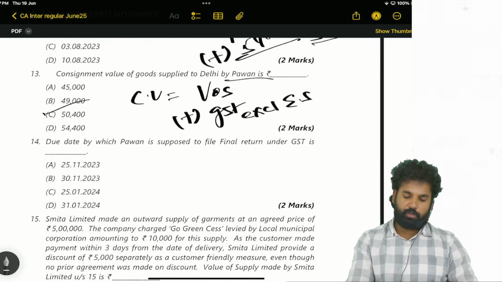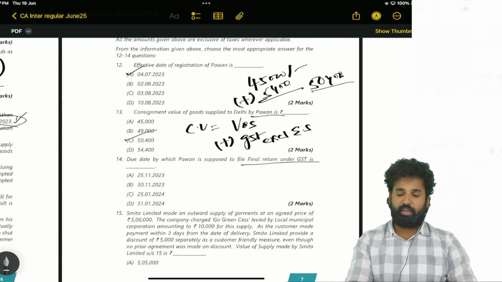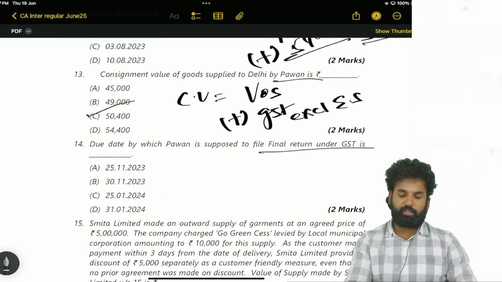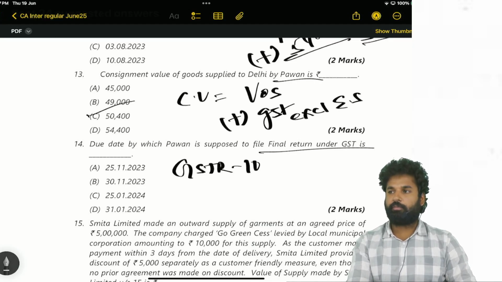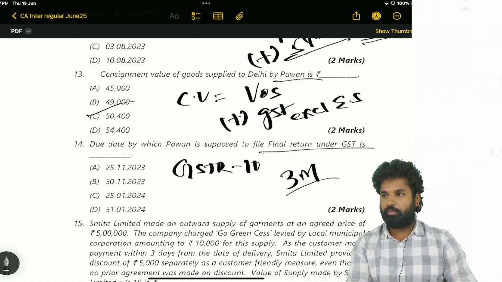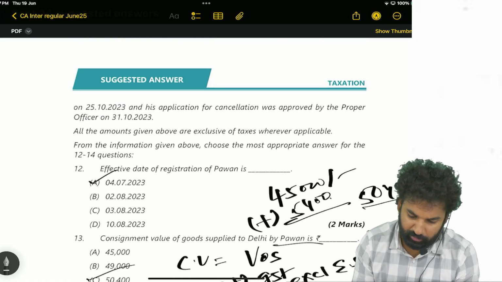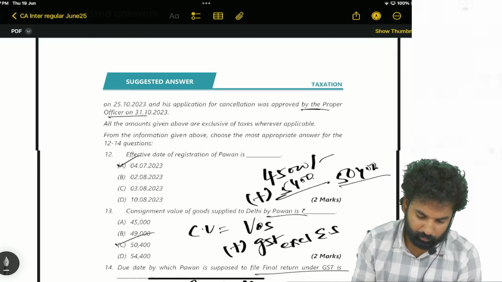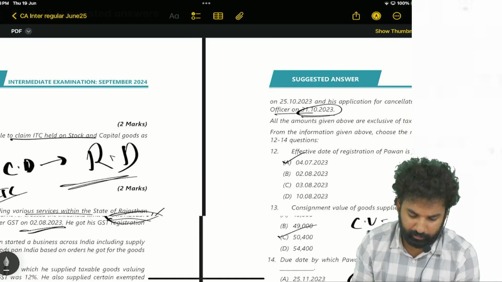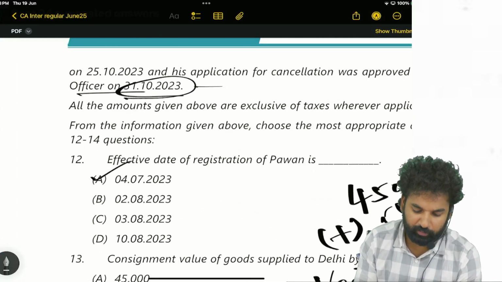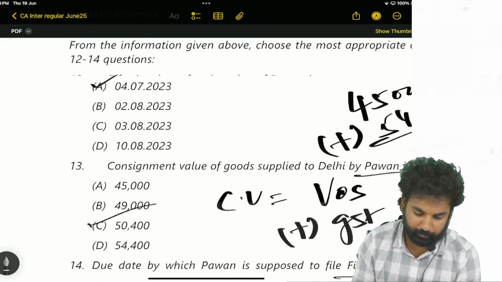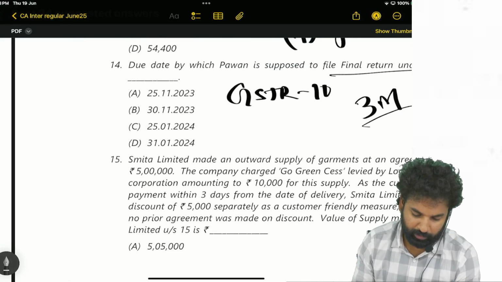Due date by which Pawan is supposed to file final return. When he has to file final return? What is the final return? What is the form? GSTR 10. By which date he has to file? Within 3 months from the date of cancellation or date of order of cancellation. So what is the date of cancellation? 31st October 2023. Correct? From there, 3 months. What is the time? 31st Jan 24.